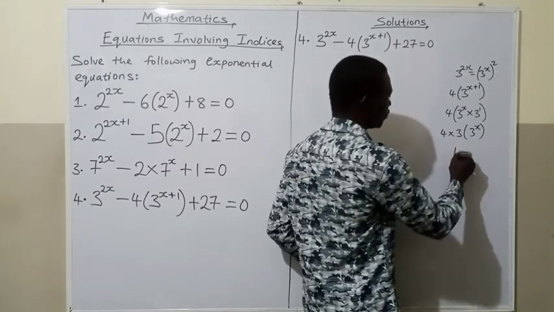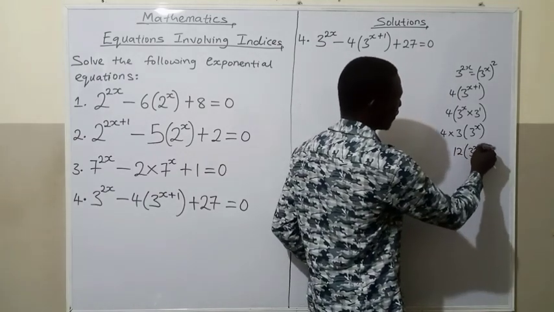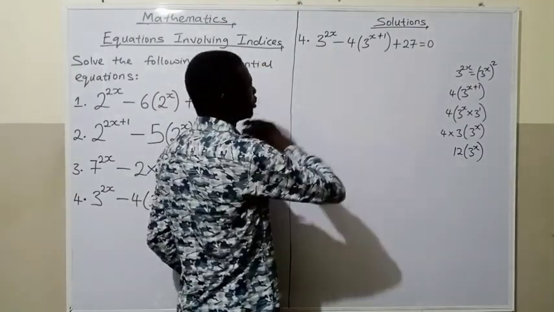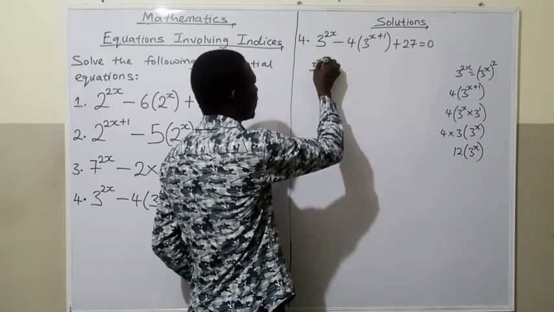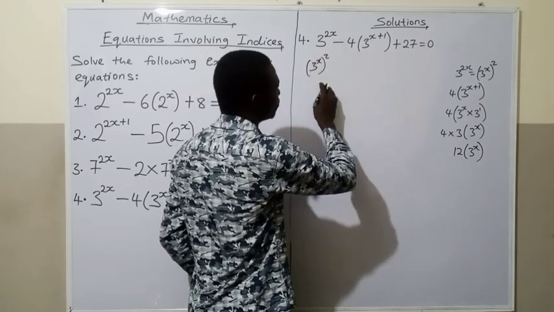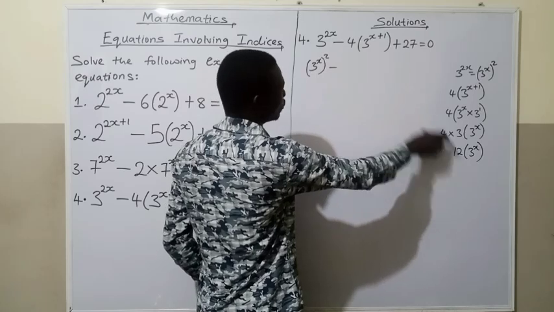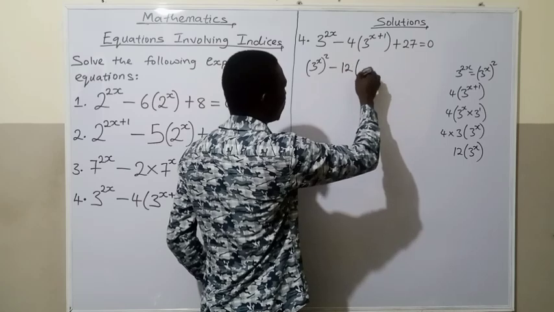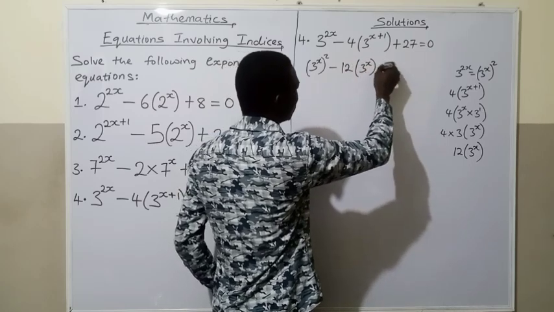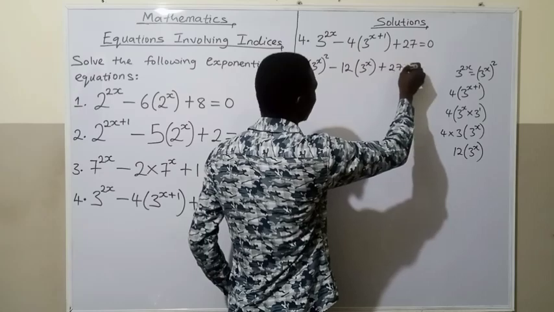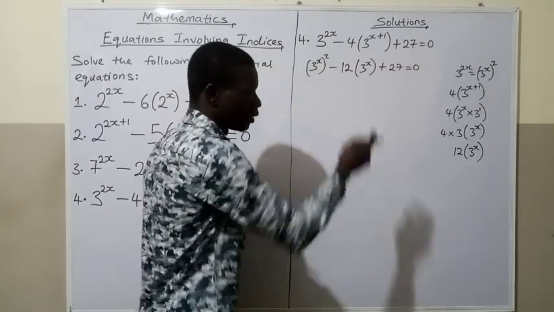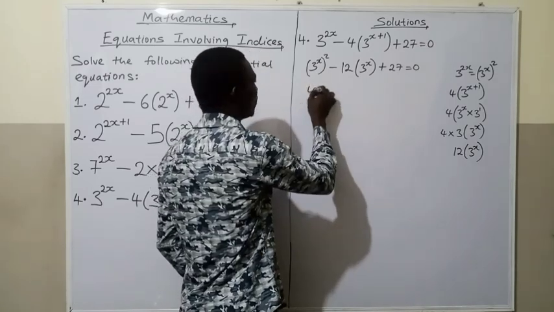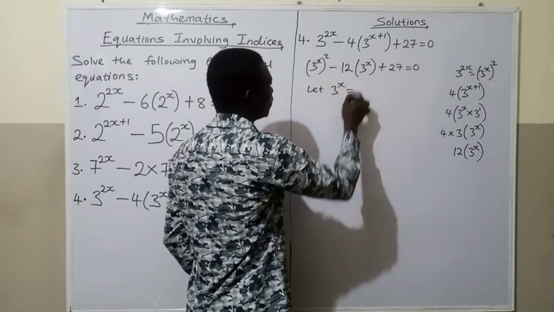So eventually what are we having? 12 open bracket 3 raised to power x. And every other thing is just the same as before. So in the place of 3 raised to power 2x, what are we having? 3 raised to power x and then raised to power 2, minus. So I haven't broken this one down. So what are we going to be having? We'll be having 12 open bracket 3 raised to power x and then plus 27 equals 0 when that one is well spelled out. So we'll say let 3 raised to power x be equal to k this time around.